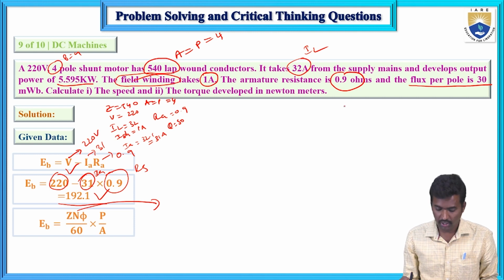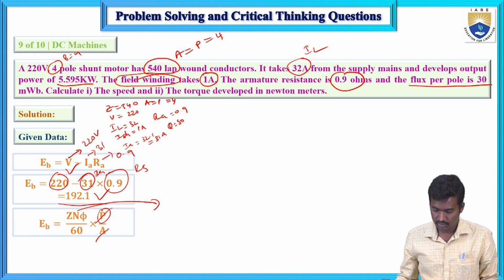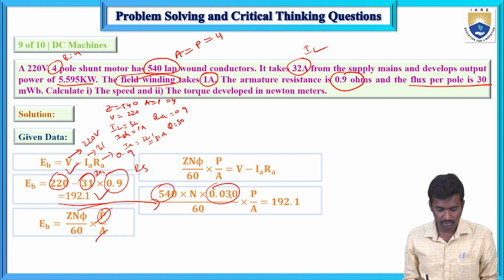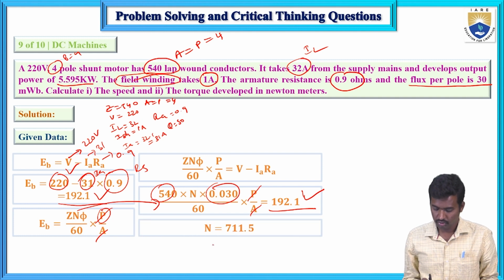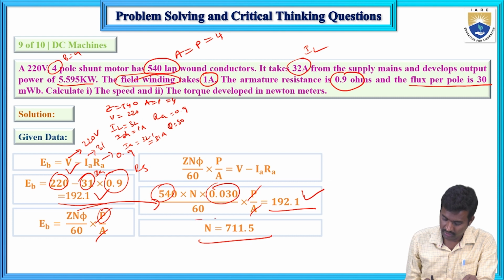Z equals to what? About the Z value, Z equals 540. 540 is here, and flux per pole is 30 milliweber, 0.03, and P equals A, so P by A you can cancel it. Now substitute in this: 540 Z, 30 milliwebers, and this one is the Eb. Now here, 711.5 RPM.